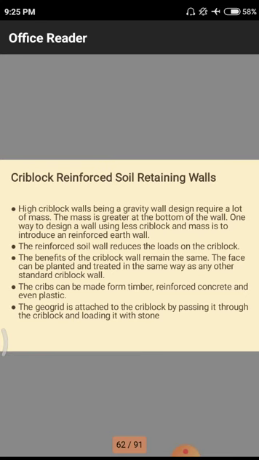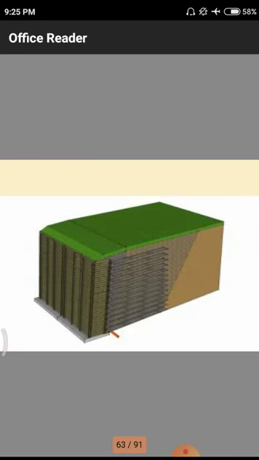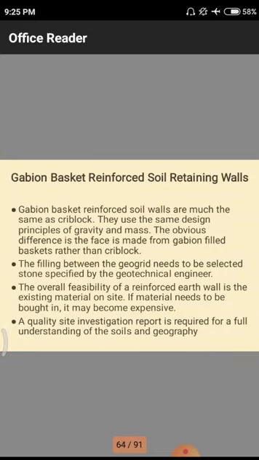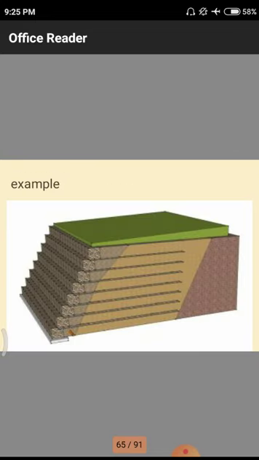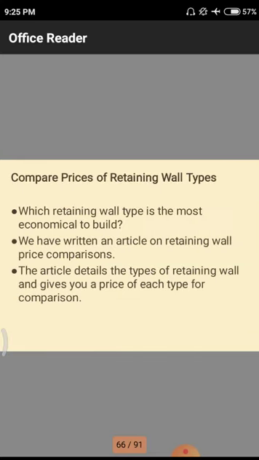And crib block reinforced. These are the different types of retaining walls. This is another type of retaining wall. First of all, we have to observe, because we are discussing the properties of materials, types, and their physical properties. And next, elements of reinforced earth retaining walls. In the elements also we have properties, model provisions, and classifications. We have to understand those things by using these pictures.